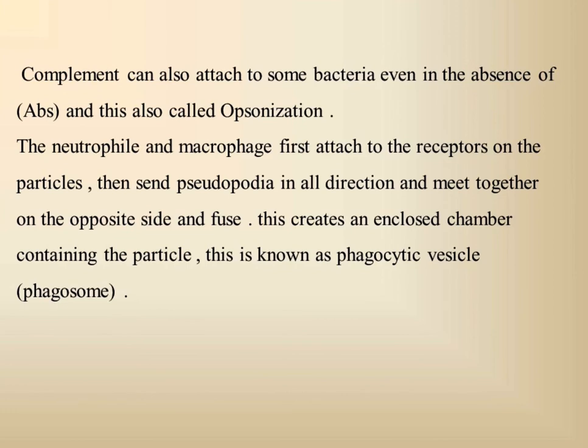The neutrophil and macrophage attach to the receptor on the particle. This explains the process of phagocytosis. The neutrophil and macrophage first attach to the receptor on the particle, then send out pseudopodia in all directions, which meet together on the opposite side and fuse. This means they send out false feet that surround the foreign body from all sides, and these then unite with each other to create an enclosed chamber containing the particle, known as phagocytic vesicles or phagosomes.